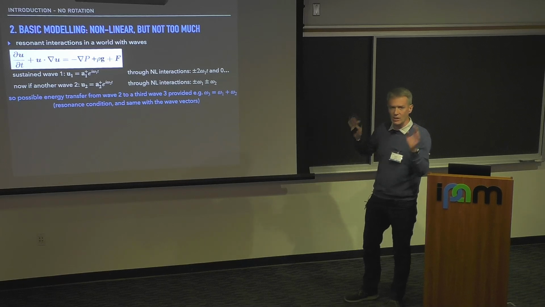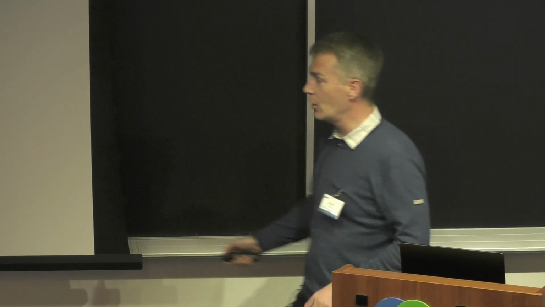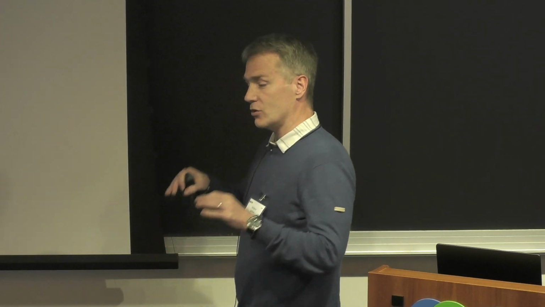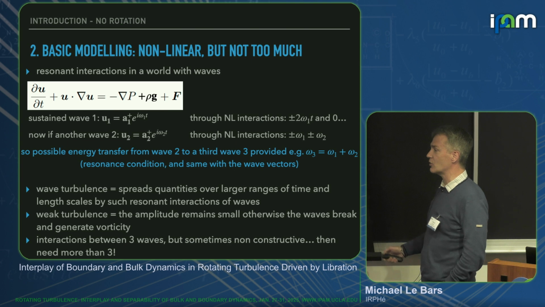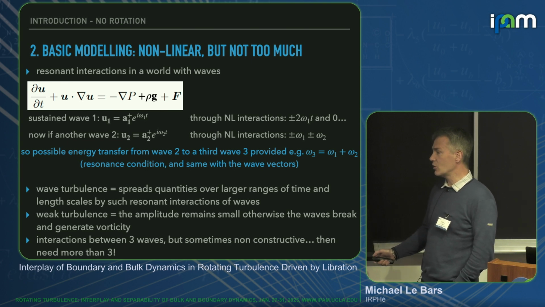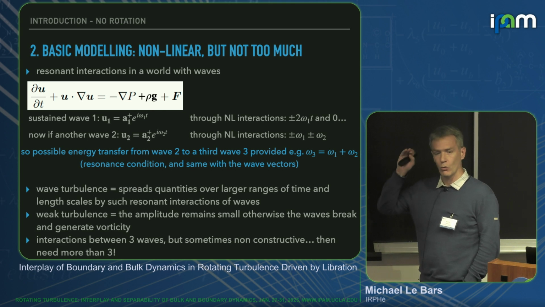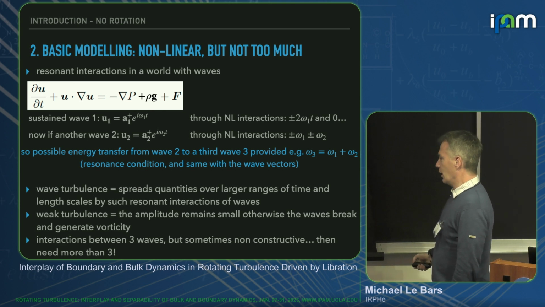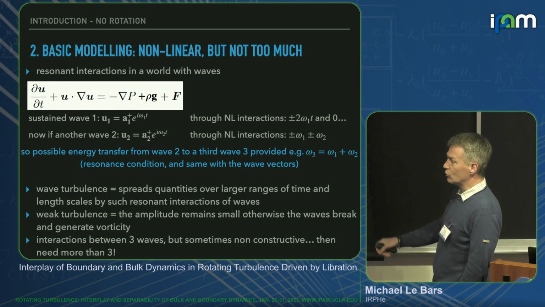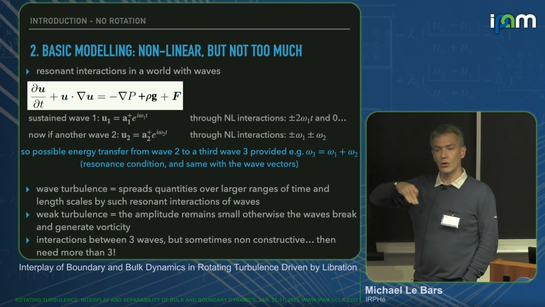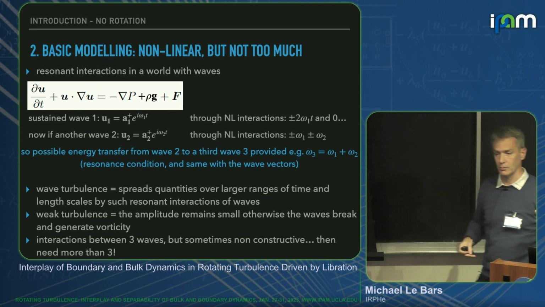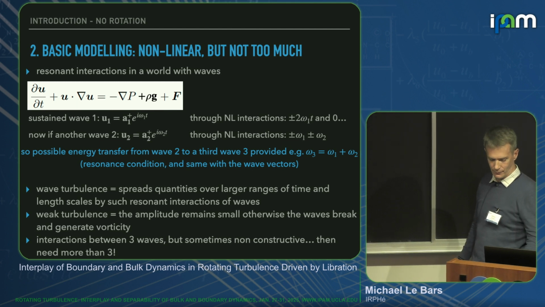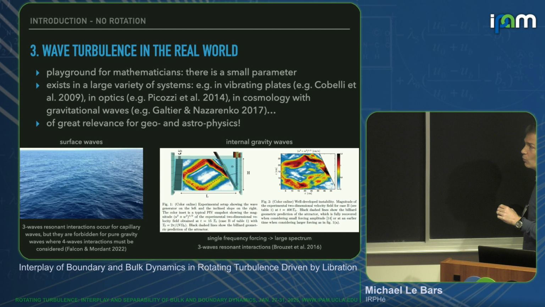And this is very schematically the basics of wave turbulence, weak wave turbulence. It's wave turbulence because the frequency and the wave number will spread over a large range only through this nonlinear interaction between waves. It's weak turbulence because the amplitude will remain small. We don't want our waves to break. Sometimes it will be between 3 waves, but sometimes 3 waves are non-resonant, and so you need to go to higher numbers of interactions, so 4 waves and so on. So this is weak wave turbulence.